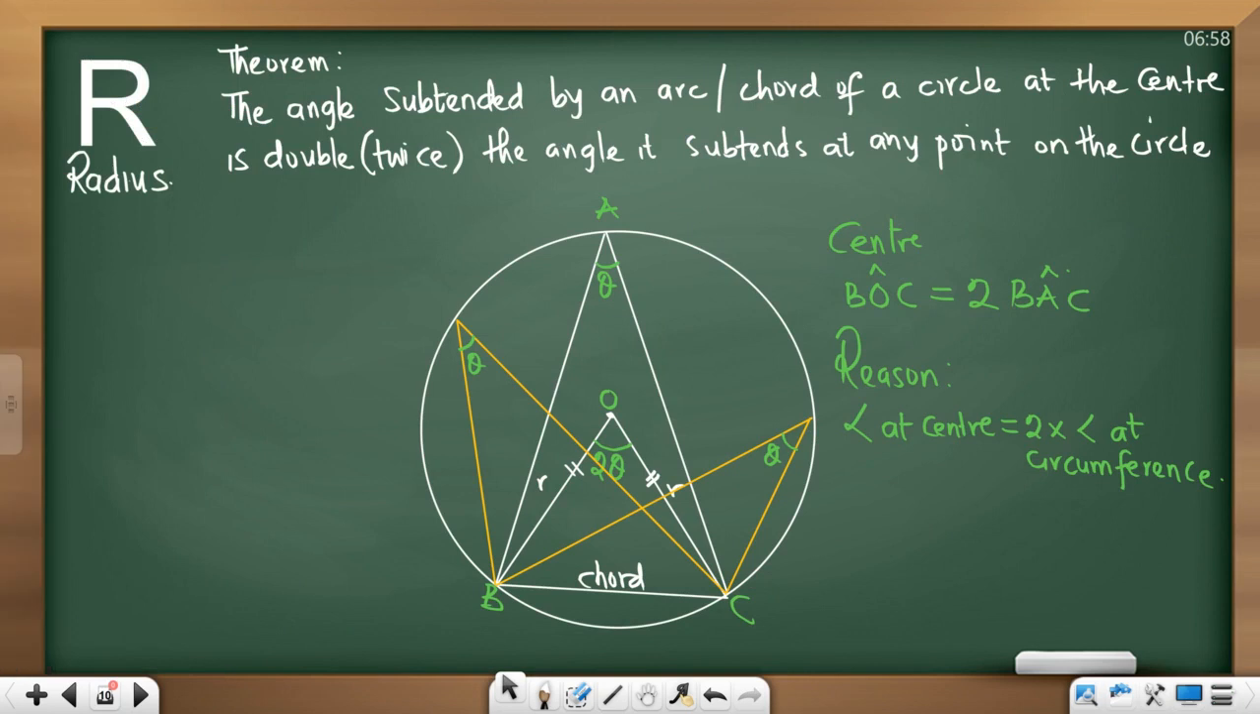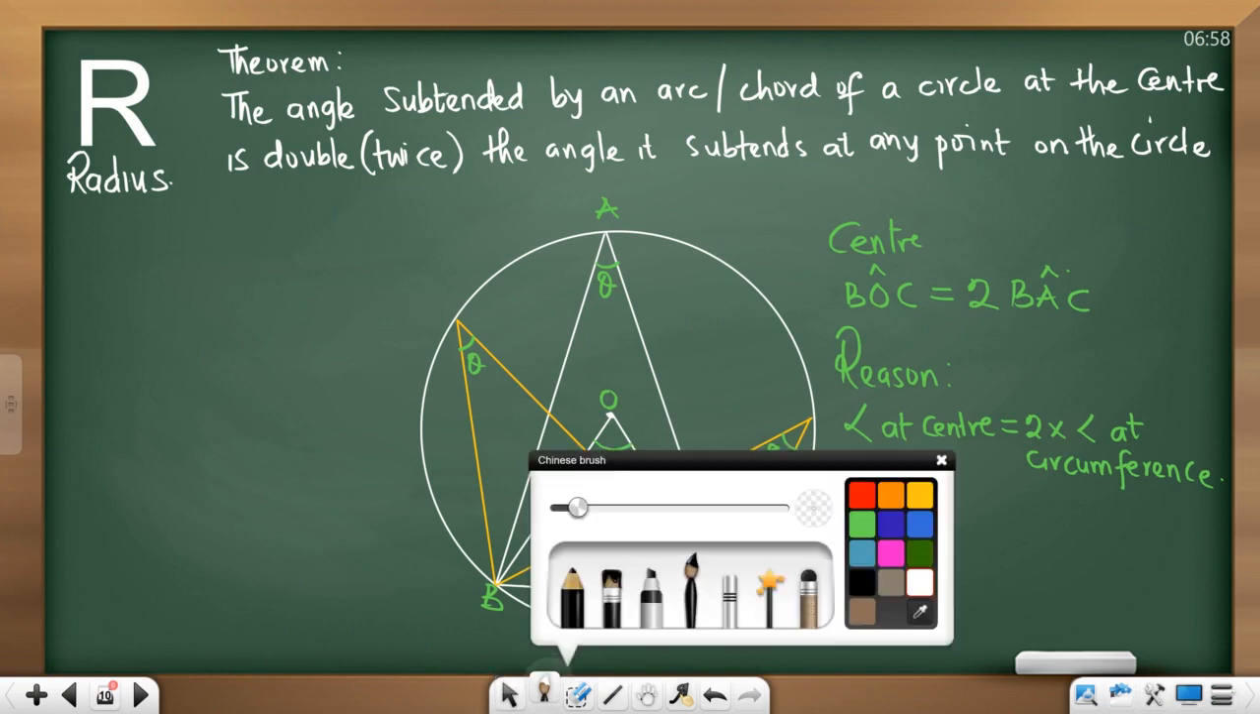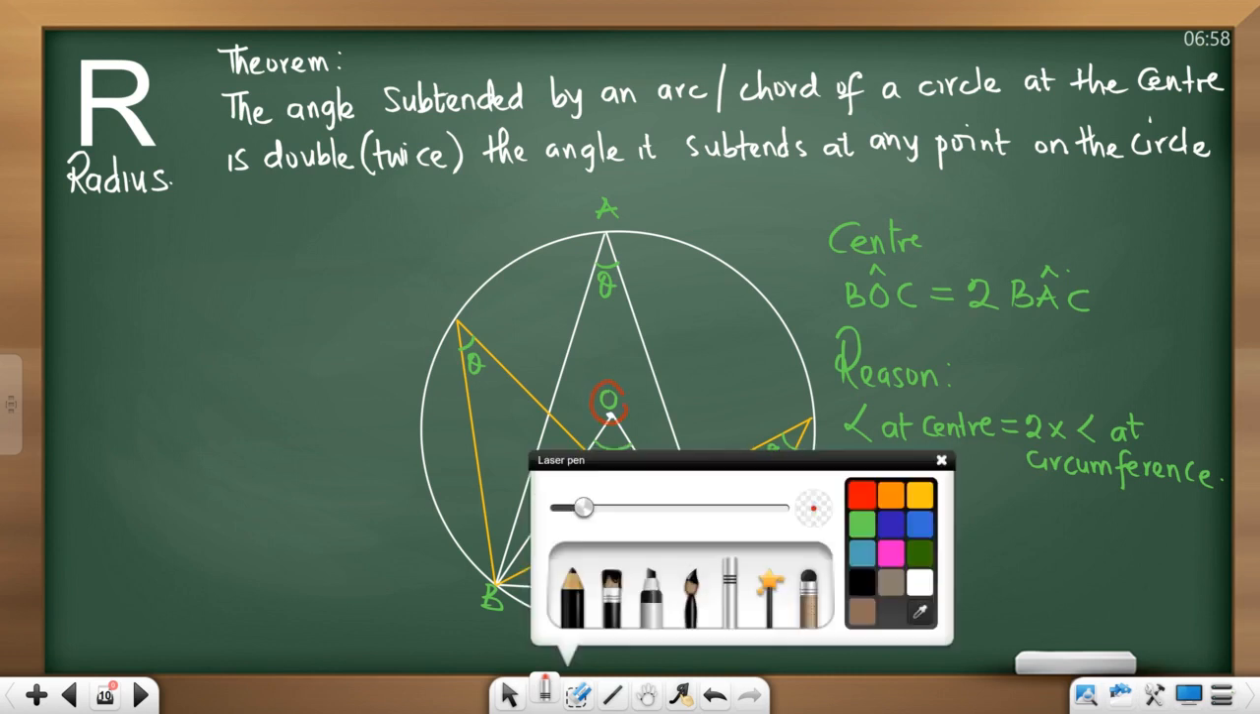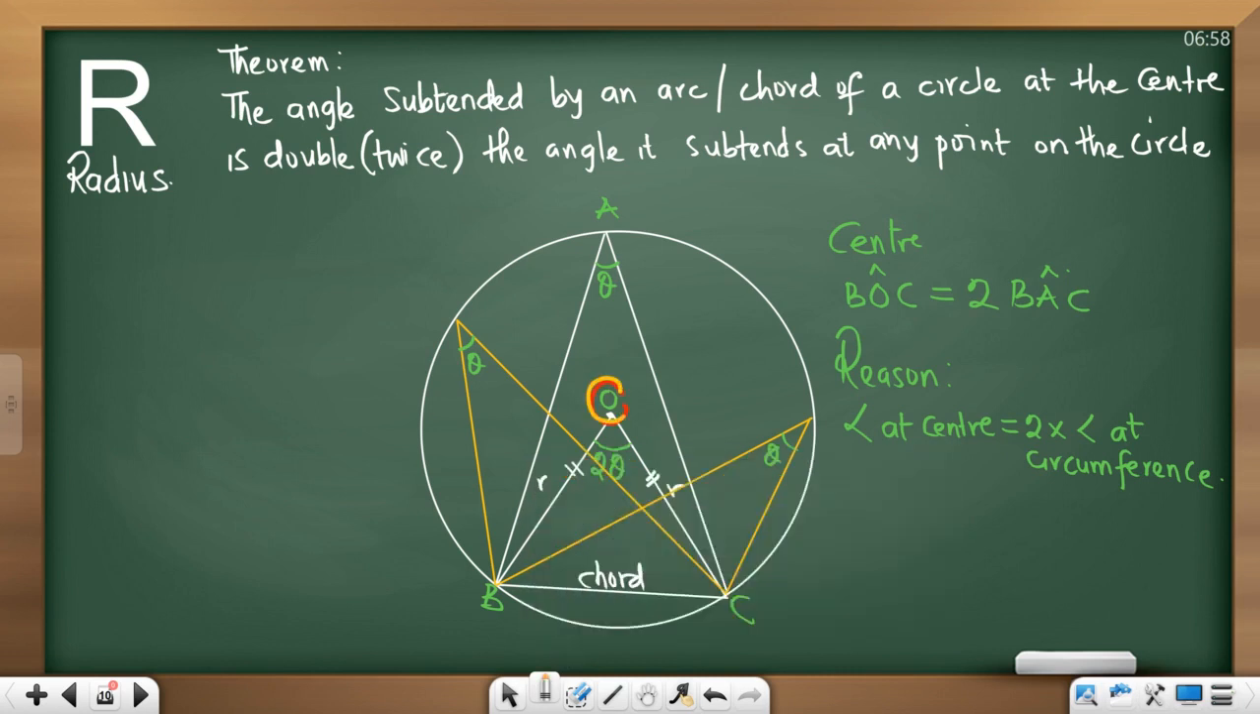And why is r involved? The radius will subtend an angle at the center. We cannot talk about the center without referencing the radius. So I needed that to reference the radius. So the angle by the radius is 2 times angle. Please take note, this point must be on the circumference.